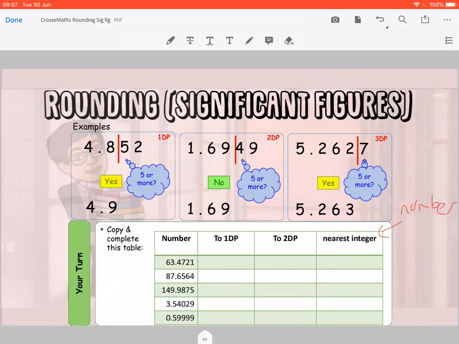Right then, hopefully that's finished. If it is, that's fab. Mark whatever you've done so far. That's just rounding to decimal places. So that's the basics that you need to know.